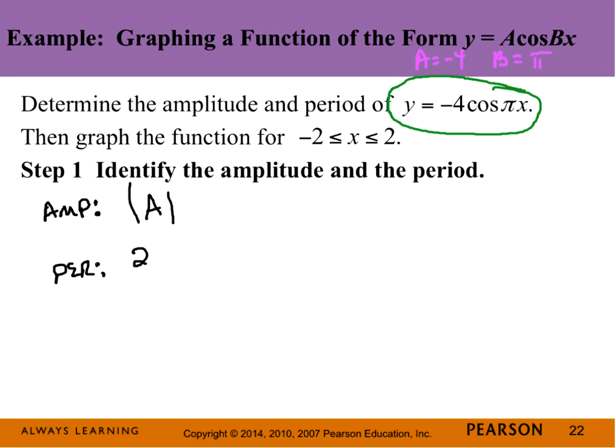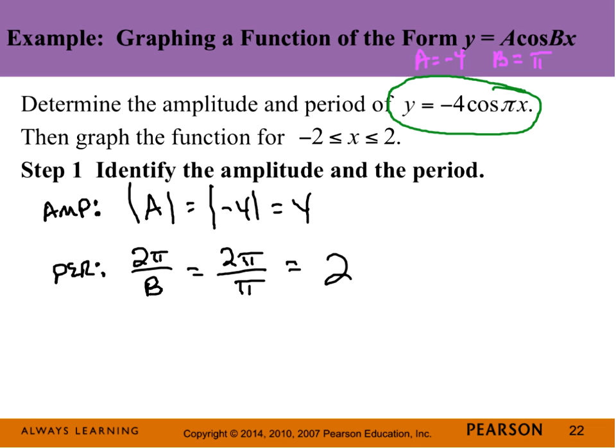So the period is given by 2 pi over, oh, I forgot to finish the amplitude. The amplitude is the absolute value of -4, so I have an amplitude of 4. Period is given by 2 pi over b, so that's 2 pi over pi. My pi's divide out, and I have a period of 2.